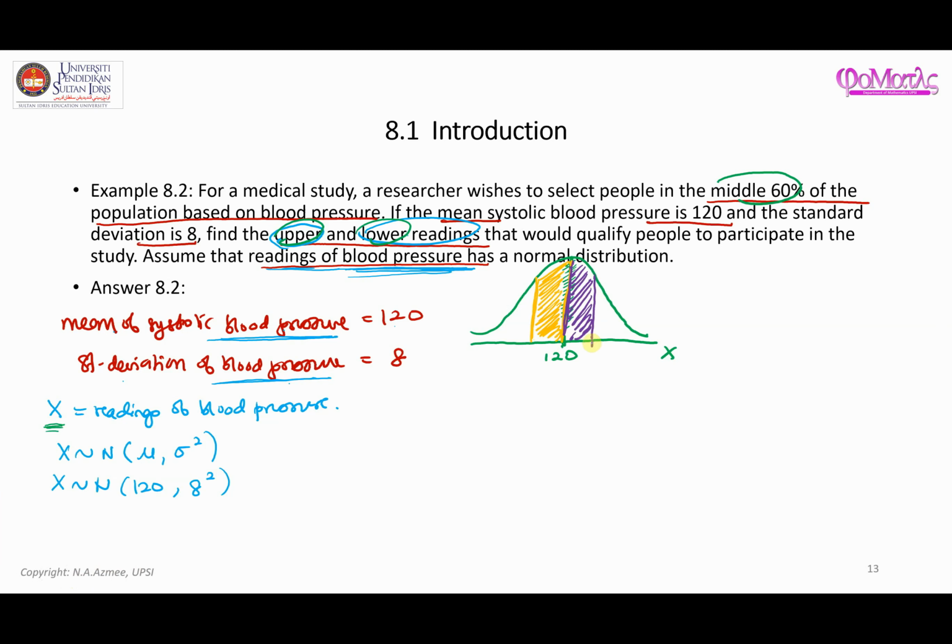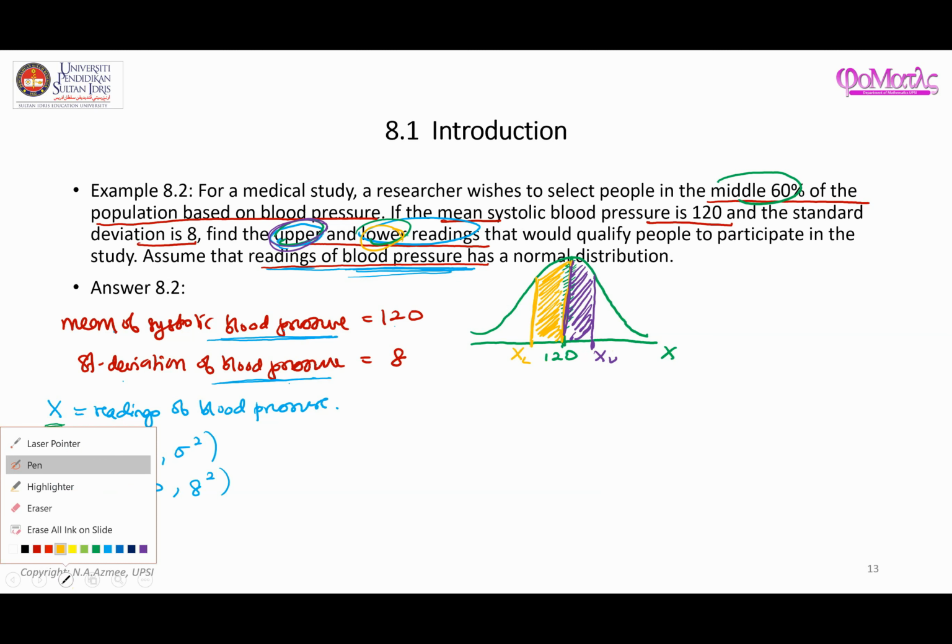So we want to know what is XU, the upper reading. And on this part here, we want to know what is XL, the lower reading. Basically, they want to know what's the value here, XU and XL. So this is the distribution of X.